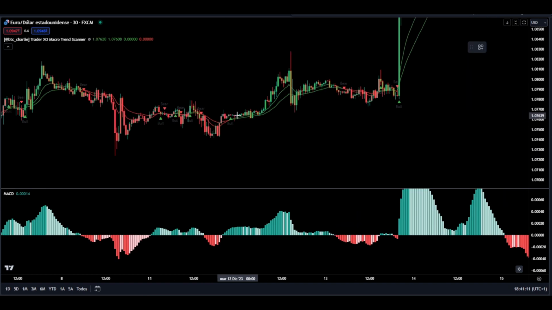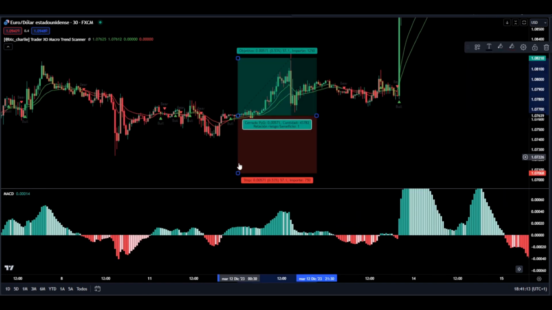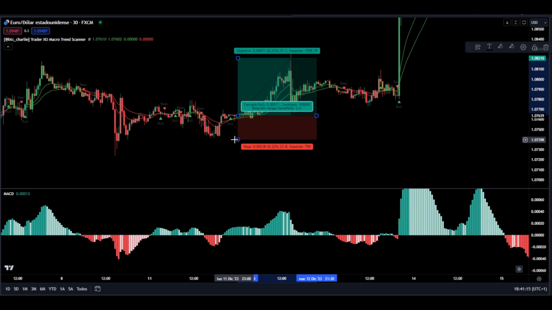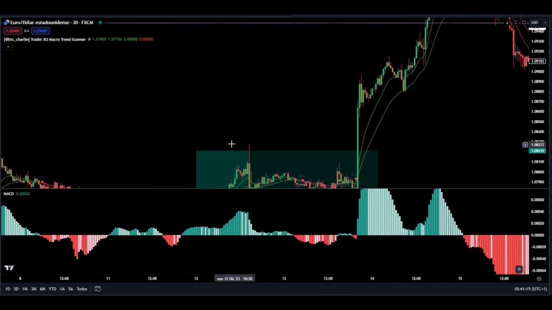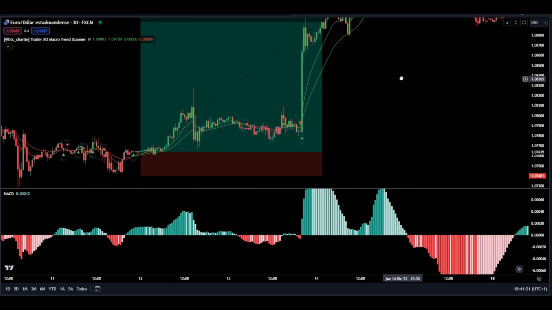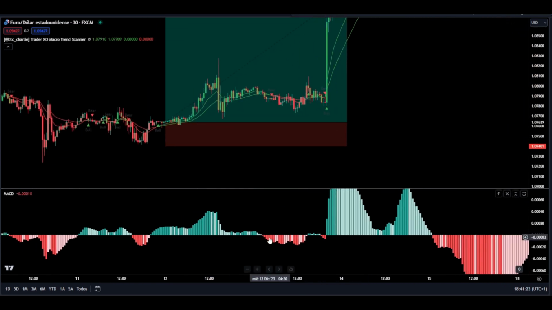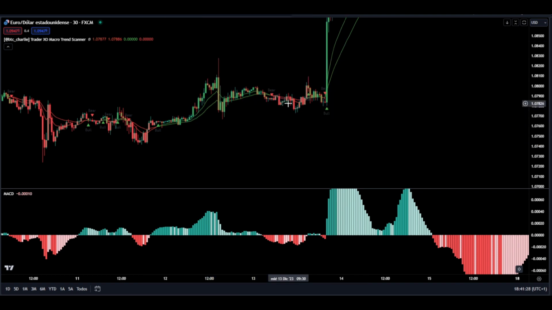Here we got a bullish or buy signal. We can see that the MACD histogram is above the 0 line, so we're currently in an uptrend and we are allowed to enter only buy trades. So this signal is valid and we could have entered a trade using it. If we set the stop loss here, we would have made a lot of profit.